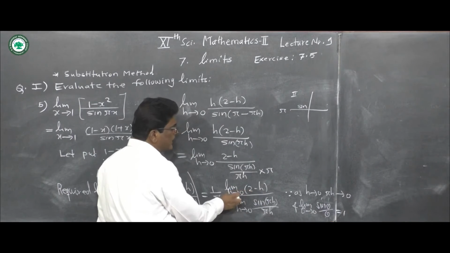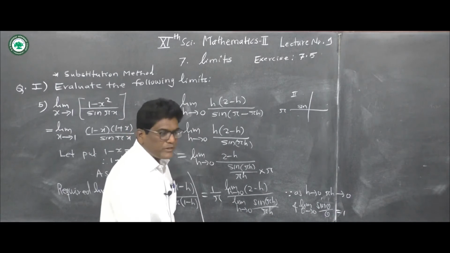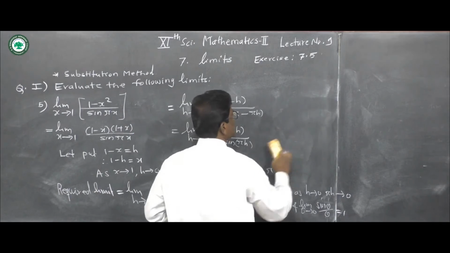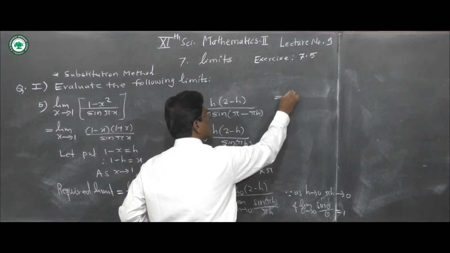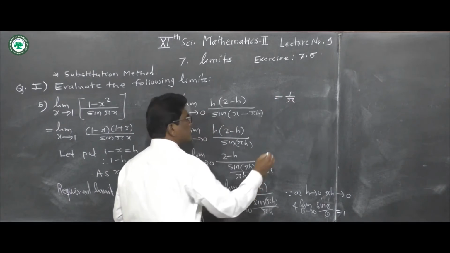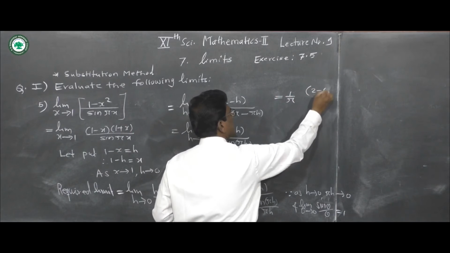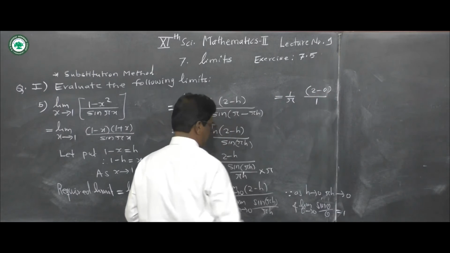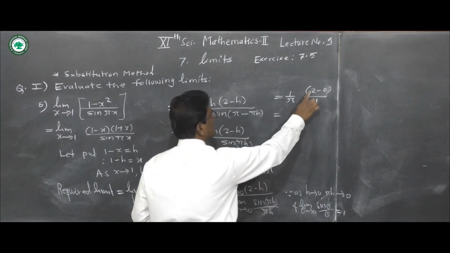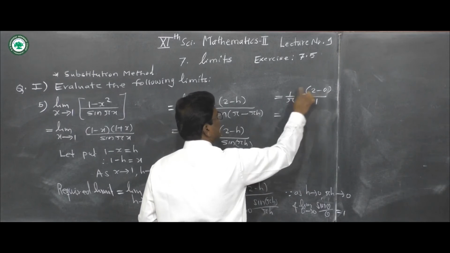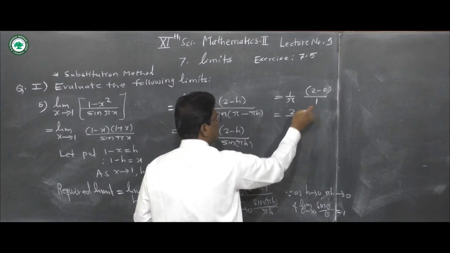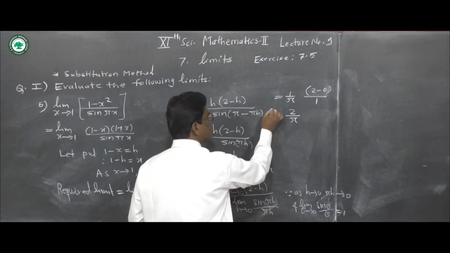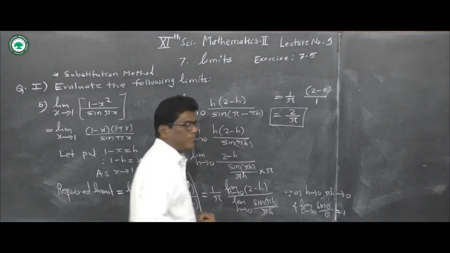And here we put h directly as 0. So this is equal to 1 upon pi, (2 minus 0) divided by 1. So it is equal to 2 minus 0, that is 2, 2 into 1, 2, and divided by pi into 1, that is pi. So the solution is 2 upon pi.